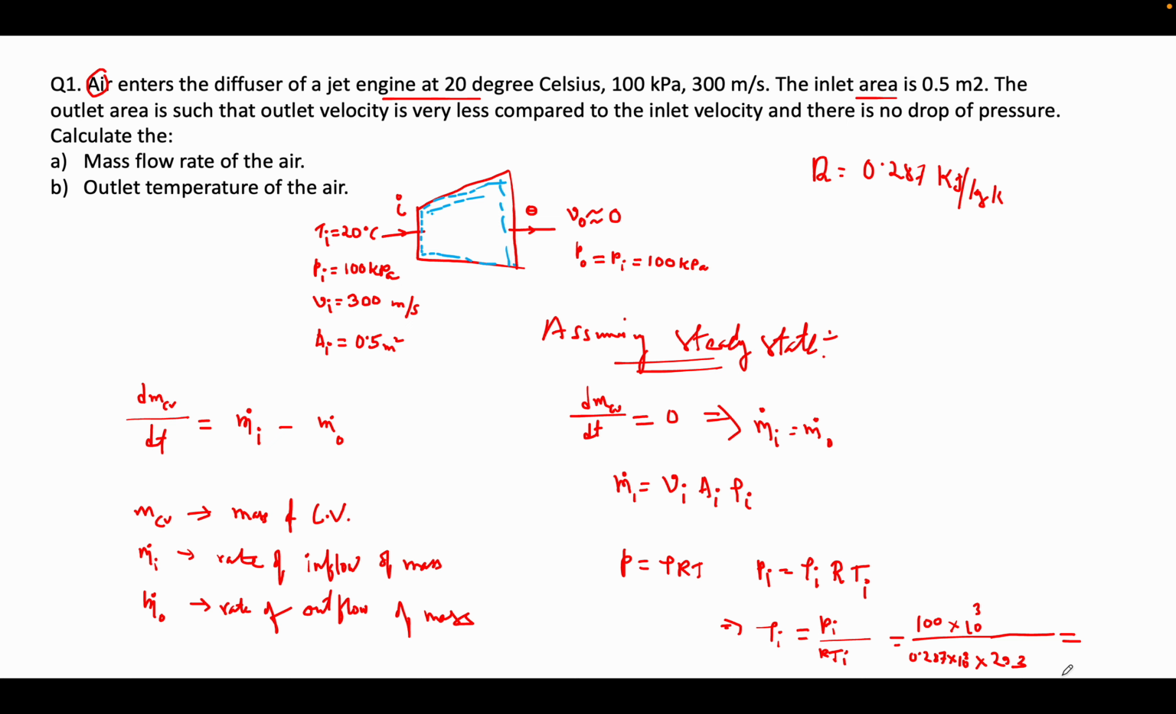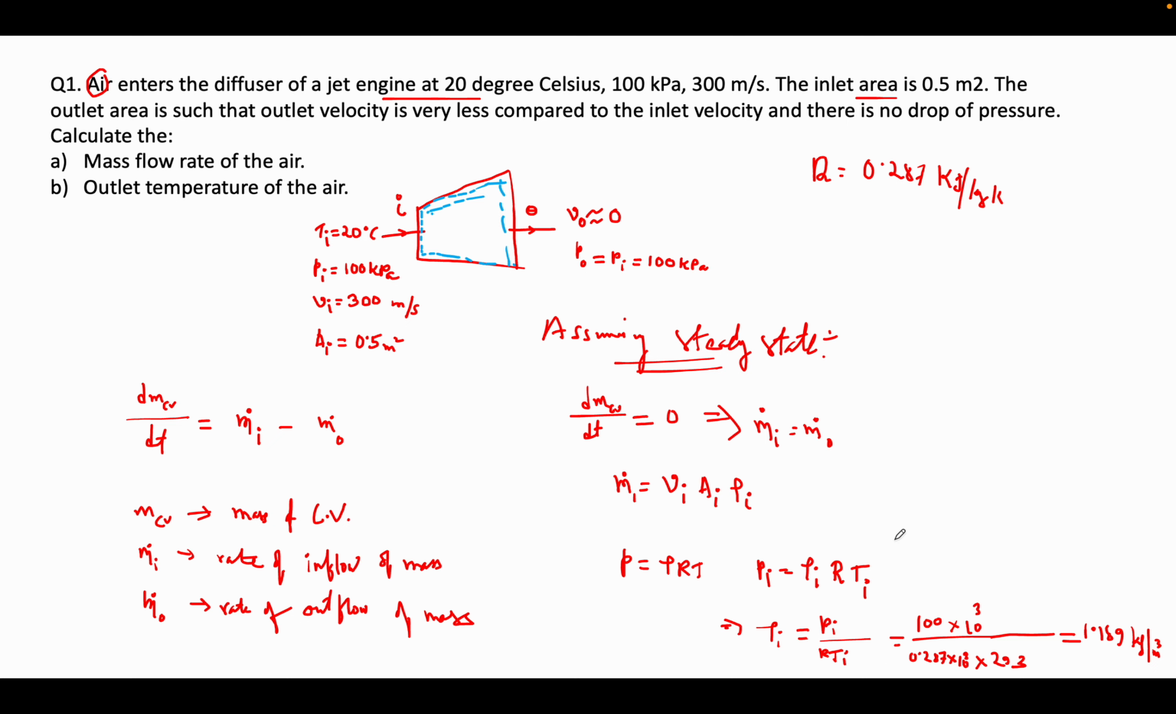Let us calculate the density. 100 divided by 0.287 into 293. So the density is 1.189 kg per meter cube.